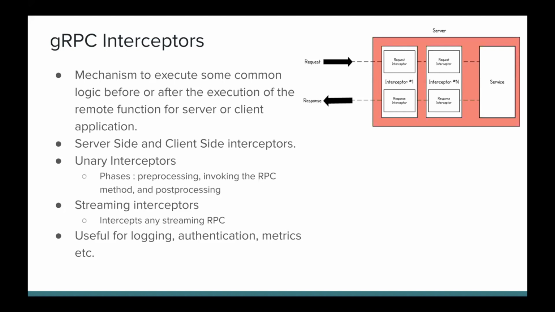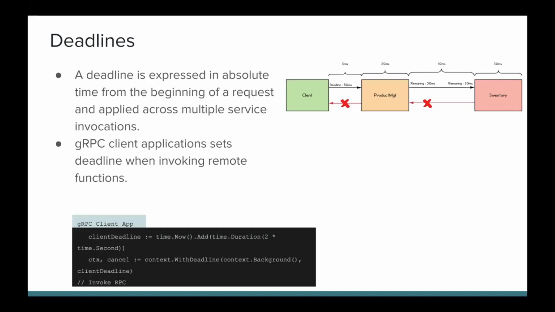All right, so then let's talk about deadlines. I think you have heard of the concept of timeouts and deadlines in most microservices use cases and patterns. The key idea here is that, for example, when you have a series of microservices communicating with each other, you can define an absolute time from the beginning of a request, and you can apply it across the entire life cycle of the request. Usually deadlines are applied at the client side.